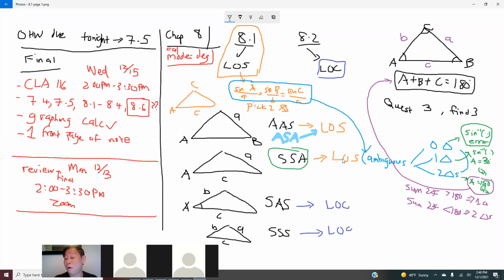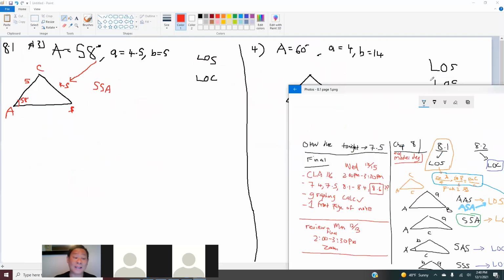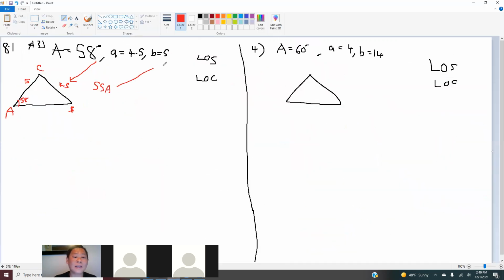It is law of sine and it has an ambiguous case. Yes. So this is law of sine. And this can have 0, 1, or 2 triangles. Okay, this is special. So first, we use the law of sine. What is missing in this case is angle B, angle C, and side C.